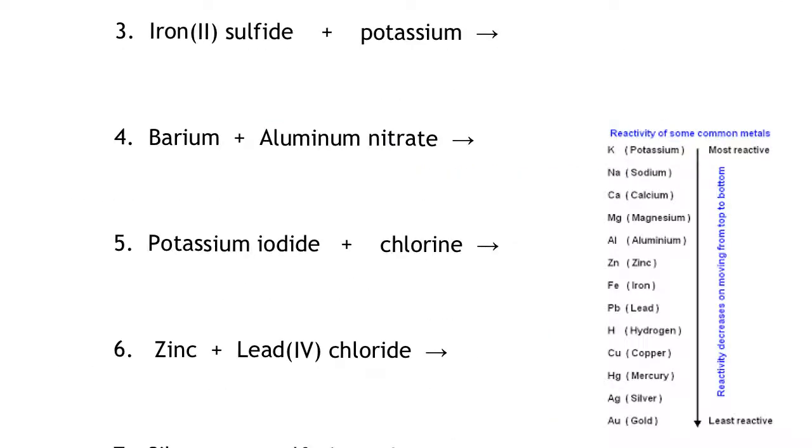Number 3 is iron 3 sulfide and potassium. So I look down here and I find iron, and potassium is way up here at the top. It's definitely way more reactive, so it will replace the iron. So this is going to be potassium sulfide and iron. I don't need to worry about the iron 3 because remember, when it's sitting by itself, the iron's going to be considered to be neutral.